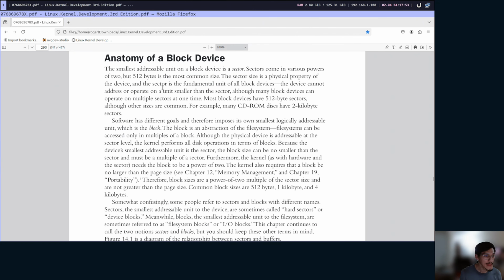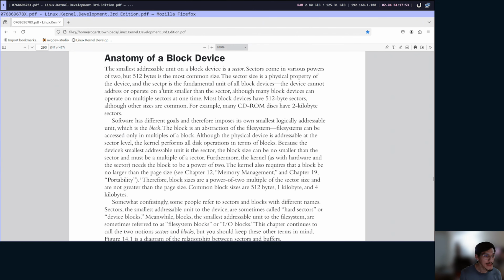Anatomy of a block device. The smallest addressable unit on a block device is a sector. Sectors come in various powers of 2, but 512 bytes is the most common size. The sector size is a physical property of the device, and the sector is the fundamental unit of all block devices. The device cannot address or operate on a unit smaller than a sector, although many block devices can operate on multiple sectors at a time.